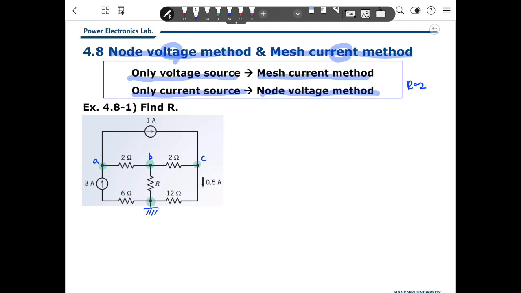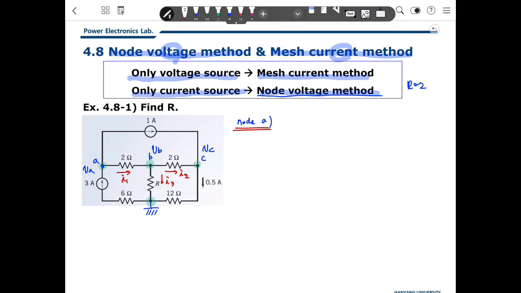So I'd like to use the node voltage method. Then this is VA, VB, and VC. So in this case, we should make a node equation. Node A. What should we do? There are so many currents here, so define the currents here. I will choose another notation: I1, I2, and this is I3.